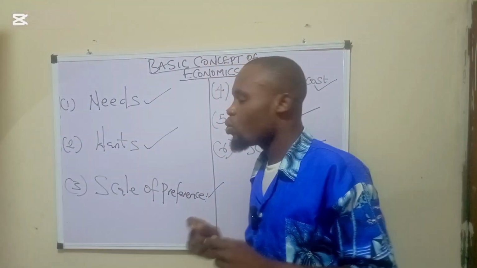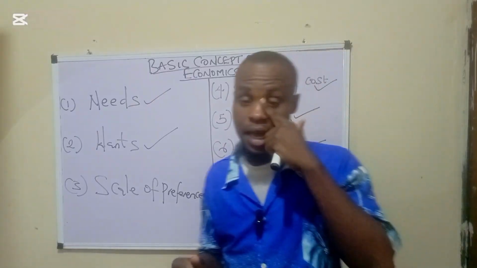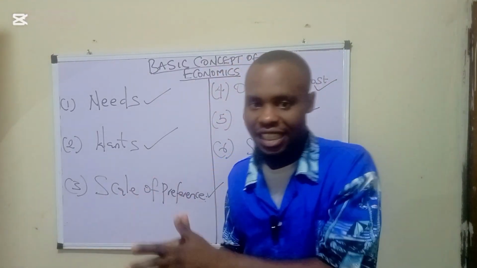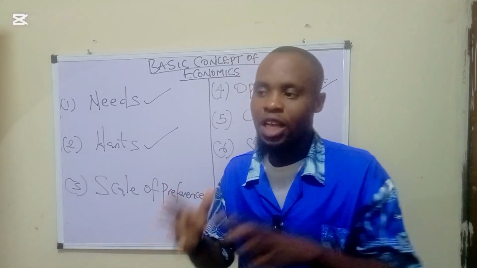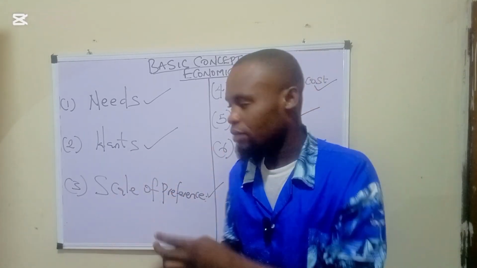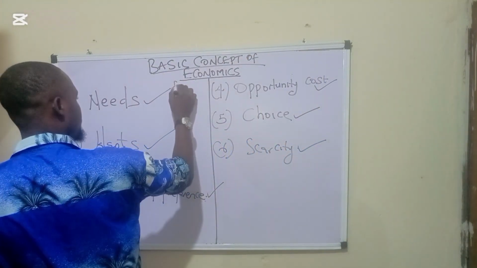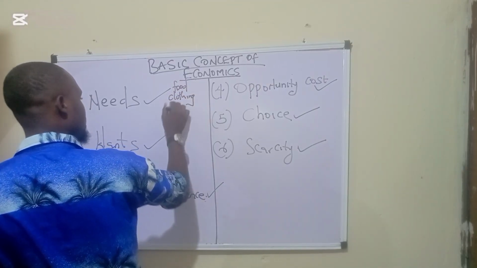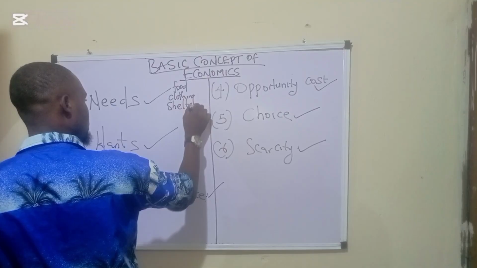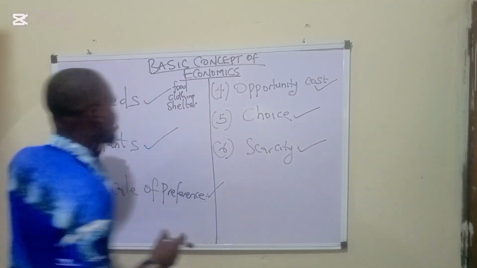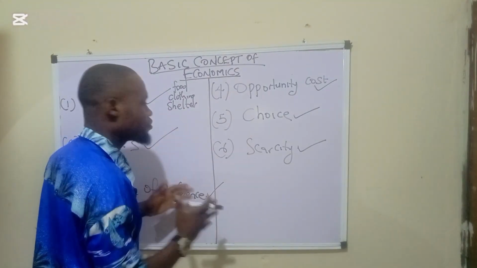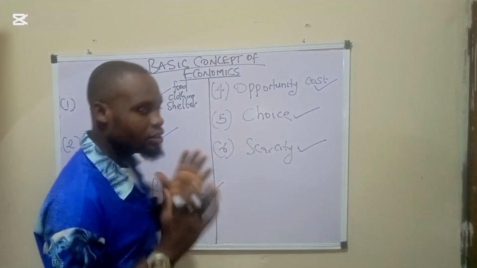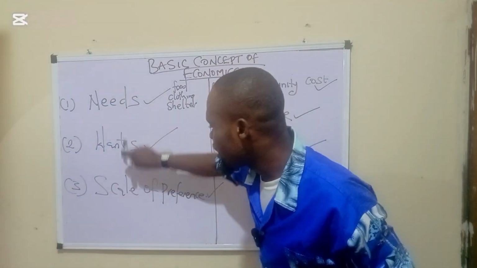What are needs? Needs are those basic necessities an individual cannot do without. Examples are food, clothing, shelter. So those basic necessities an individual cannot do without are called need. And look, need is different from want.